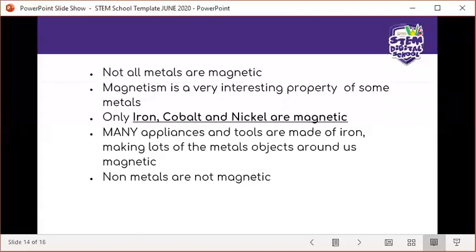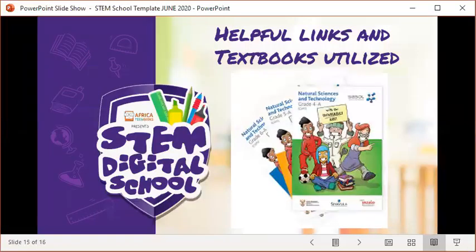All right, let's see what we have. Okay, guys, so that brings us to the end of our lesson. For this lesson, we utilized the Siyavula textbook, Natural Sciences and Technology Grade 5A, that you can also get online for yourselves.